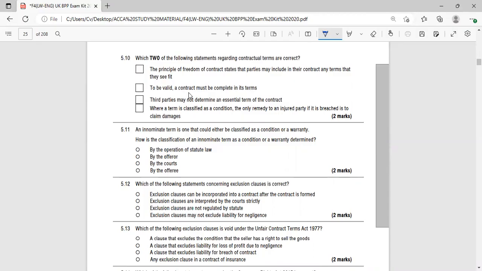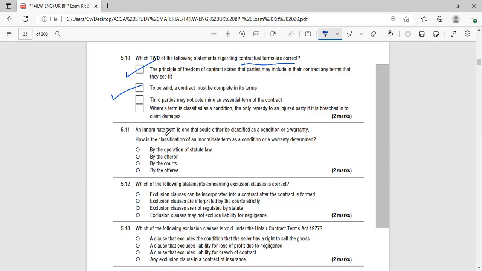Basically, the principle of freedom of contract says that parties are generally free to form a contract as they wish. But to be valid, a contract must be complete in its terms. Parties may include a term that allows a third party to determine an essential term. When a condition is breached, the injured party may claim damages or treat the contract as discharged. So what is the right answer? The principle of freedom of contract states that parties may include in their contract any terms they see fit. Number two, to be valid, a contract must be complete in terms. So these are the validations related to the contract.